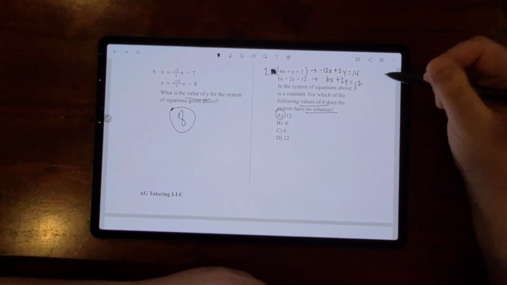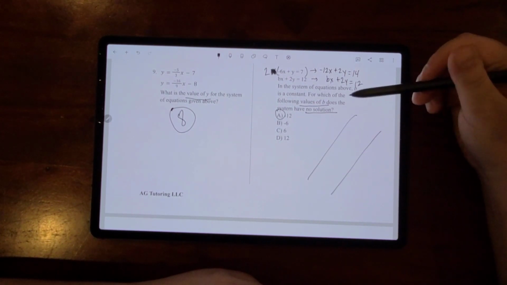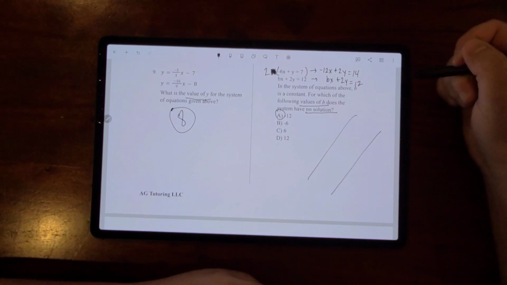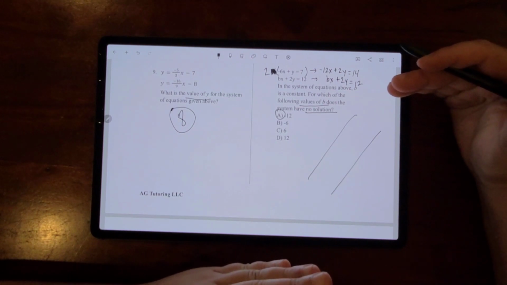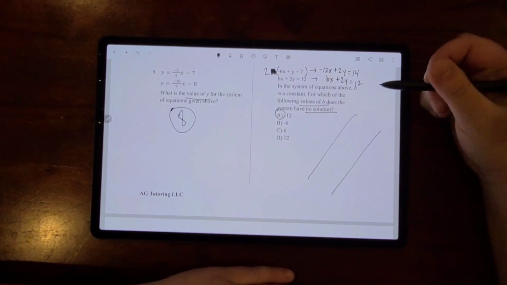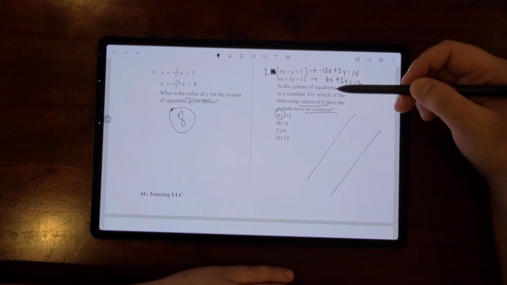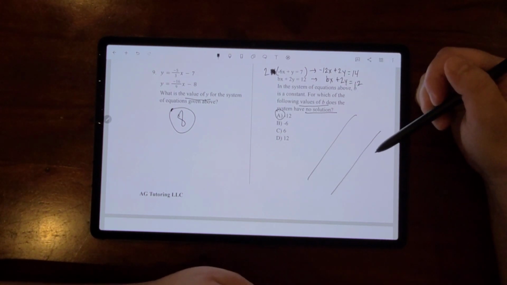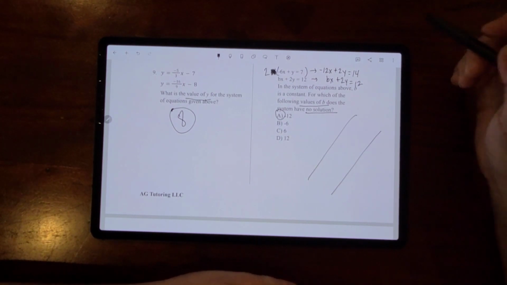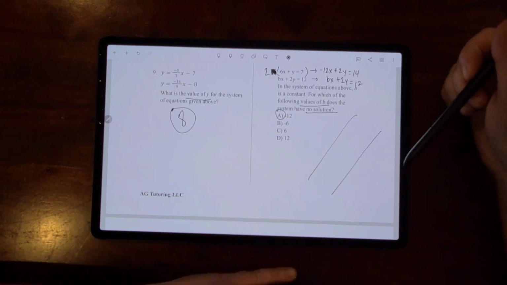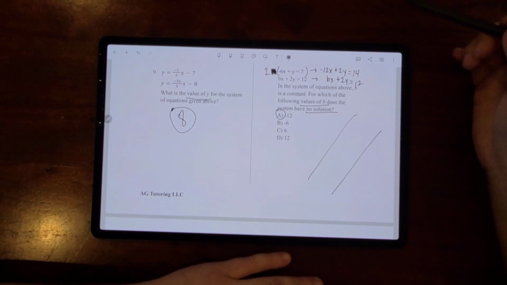Another way you can think about this is that parallel lines never intersect, and the solution to a system has to be a point where they intersect, a point that works for both. If they never intersect, there's never a point of intersection that works for both. There's never an x and y that works for both. So you can also think about it as, if you can see that they're parallel lines, they would have the same slope, and they would never intersect. That's another way of thinking about it.